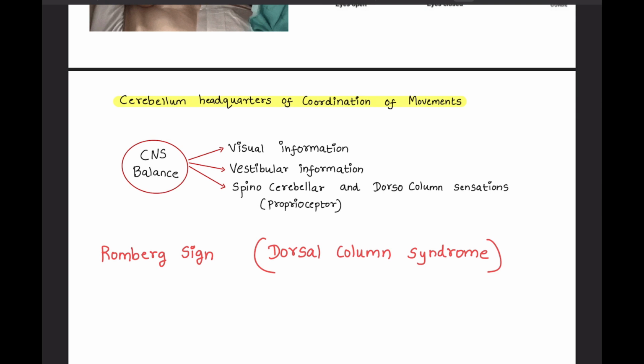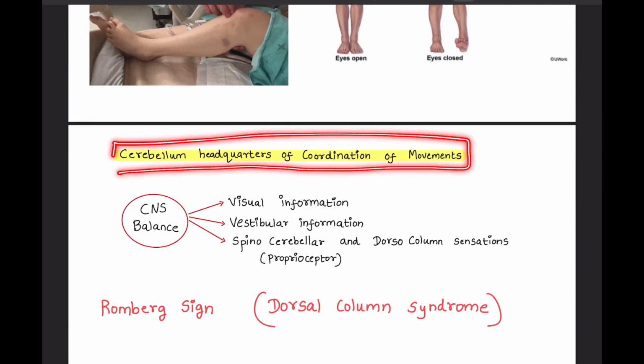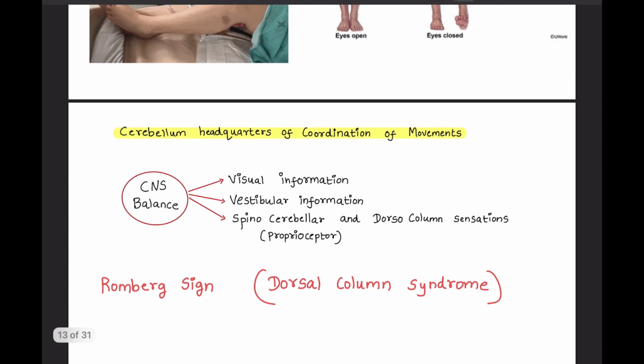It is because visual information is very important. And also know that cerebellum is your headquarters of coordination of movements. So visual information is very important in all cases. Because of this visual information, you know your position of your body and also know your position of your head. Vestibular information, the information from your inner ear. In your inner ear there is a sensory system which helps in maintaining the balance of your head.